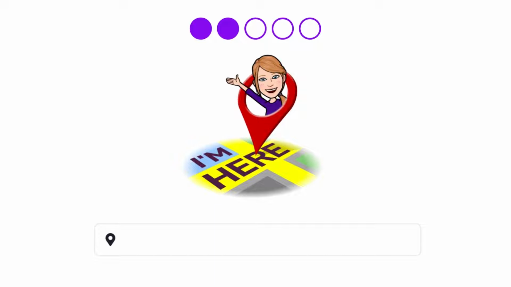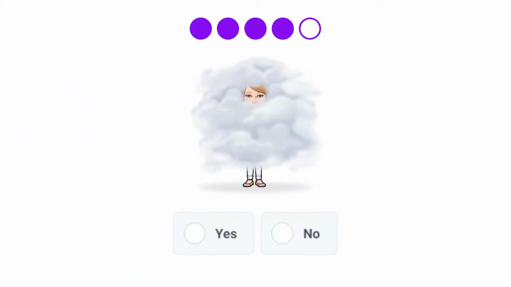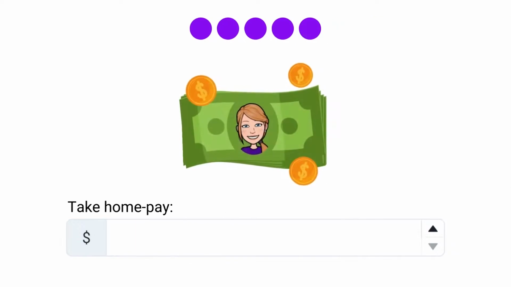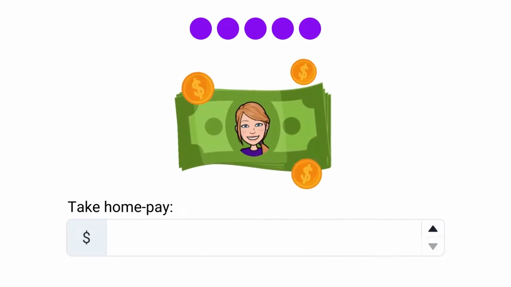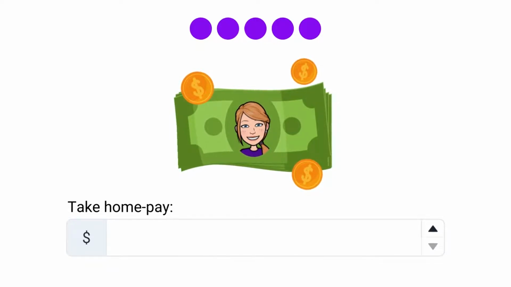What's your address? As insurance prices vary by provinces, we need your address where your primary residence is located. When is your birthday? This question can help you obtain reduced rates. Smoker or non-smoker? What is your monthly take-home pay? Your take-home pay is the amount deposited from your employer in your bank account, after taxes and deductions.